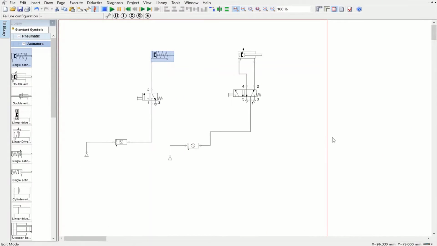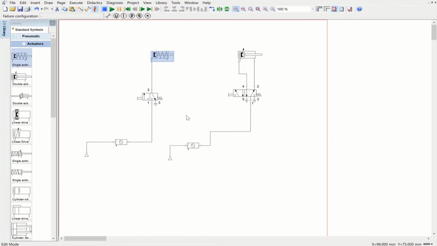Okay, we already discussed the differences between a single acting cylinder and a double acting cylinder. In this part of the video, I'm going to do some experiments, and we'll also look at the properties inside the single acting cylinder and double acting cylinder, and basically how we can configure a single acting cylinder or a double acting cylinder for a certain application.